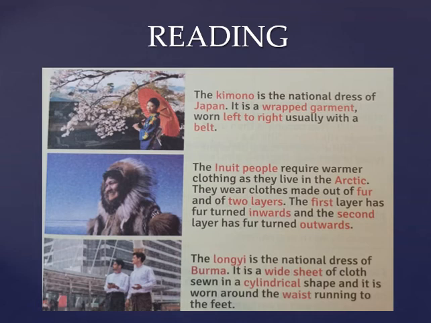The next one is from polar regions and tundra, and the people are called Inuit. The Inuit people require warmer clothing as they live in the Arctic. Okay, Arctic is the polar region. They wear clothes made out of fur and of two layers. The first layer has fur turned inward, and the second layer has fur turned outwards.